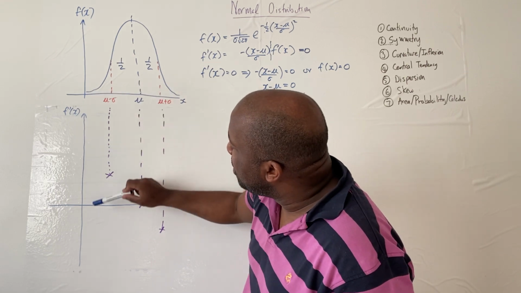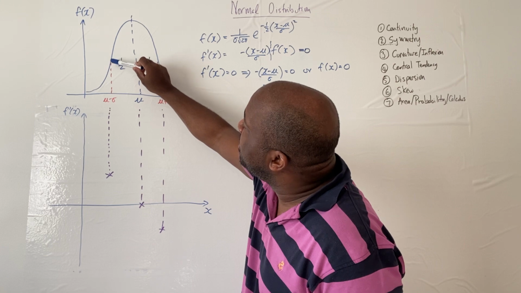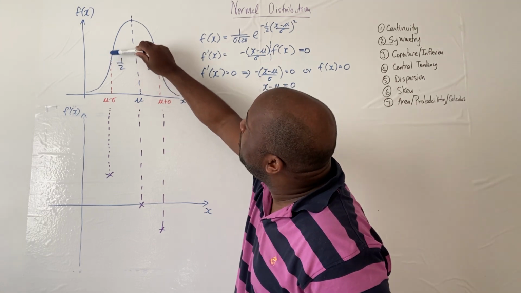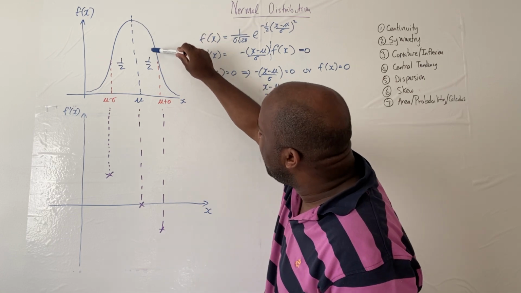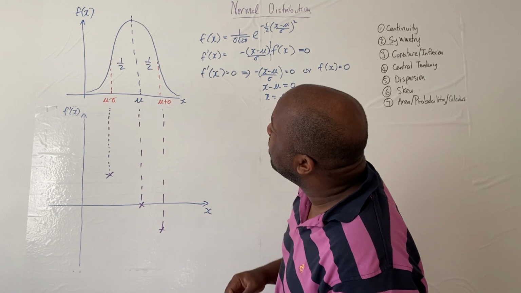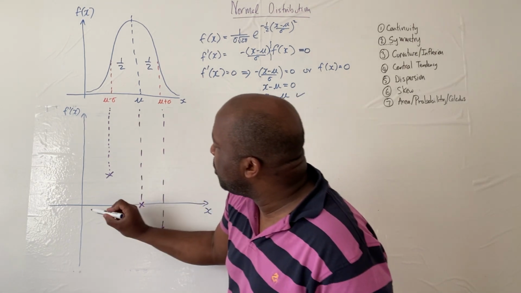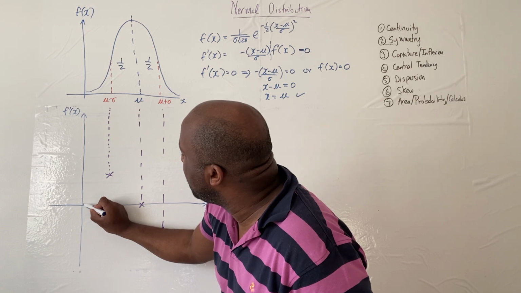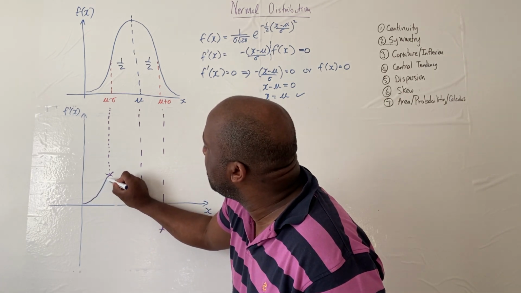That the gradient is positive and increasing up to this point, and then positive and decreasing, and then negative and decreasing, and then negative and increasing. So here, if we were to graph it, it would be positive and increasing.